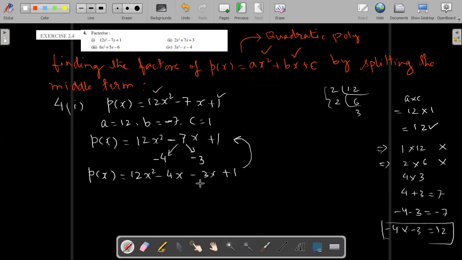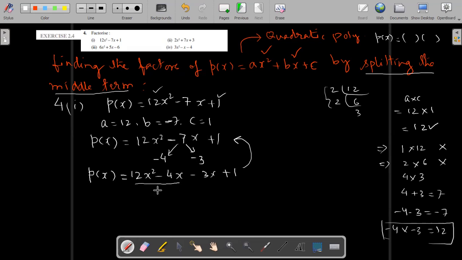Like this is the method of splitting the middle term. Okay, got it. This is called splitting the middle term to find the factors. Factors means the multiplication, like we have written 1 into 12, 2 into 6. Similarly, this polynomial will have factors, meaning in one bracket something will come and in another bracket something will come with x. After splitting, now it's very easy, but the steps are the same.